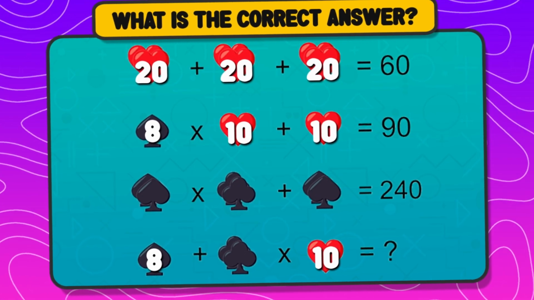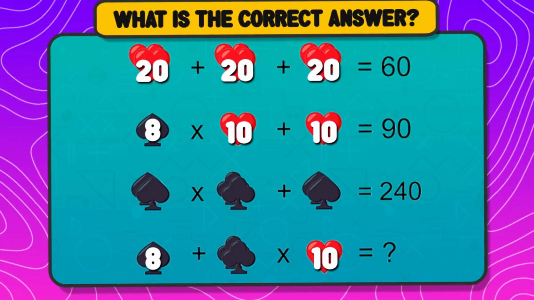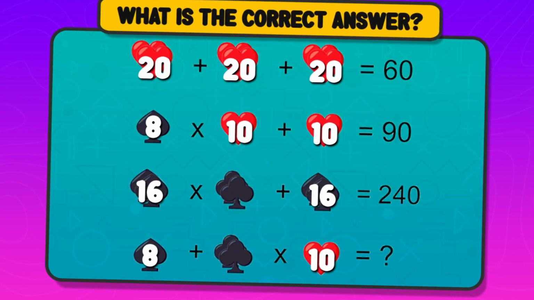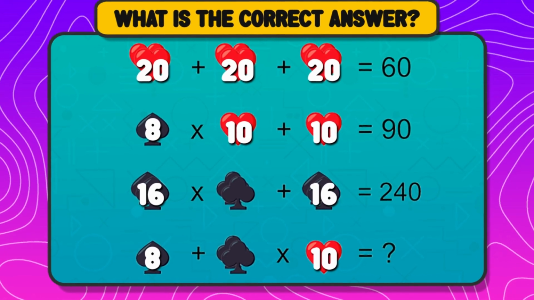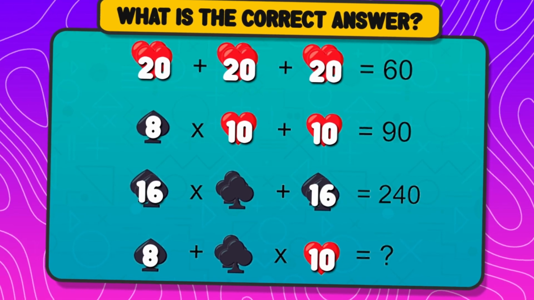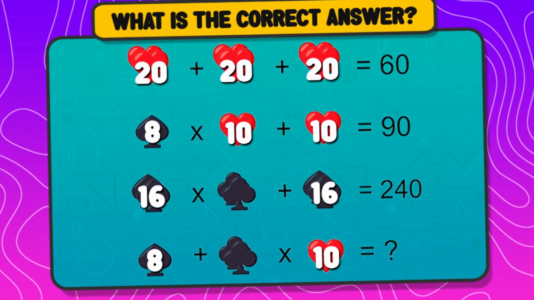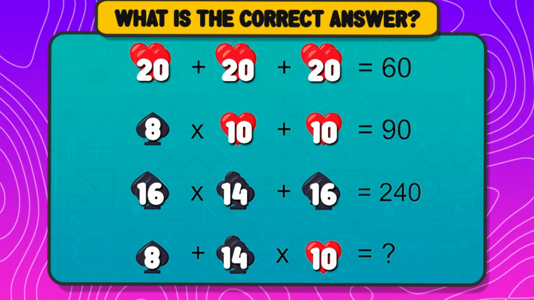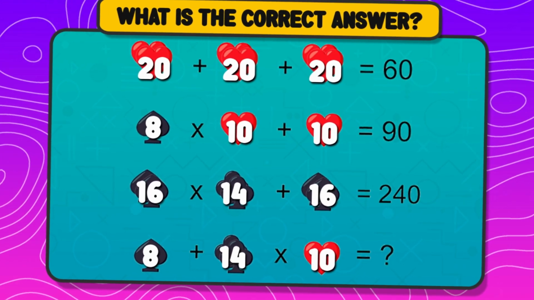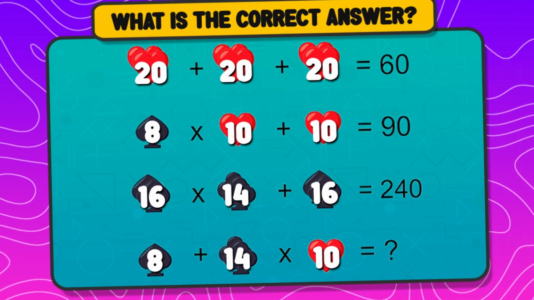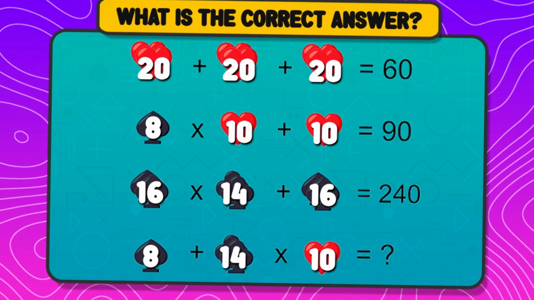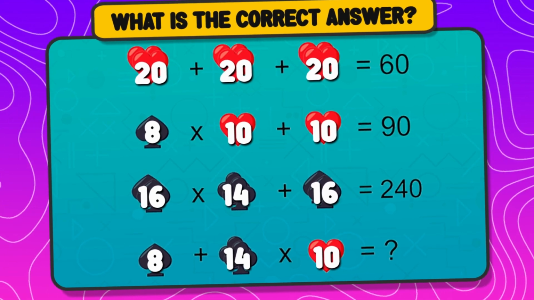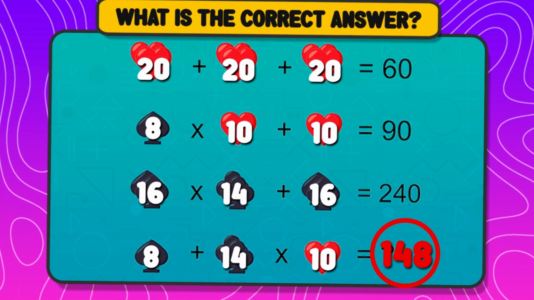To determine which digit is represented by clubs, we subtract 16 from 240, resulting in 224, and then divide this number by 16. As a result, we find that the digit 14 is represented by 2 clubs. In the last line, we multiply the number 14 by 10, giving us 140, and then add 8. In the end, we get the answer 148.